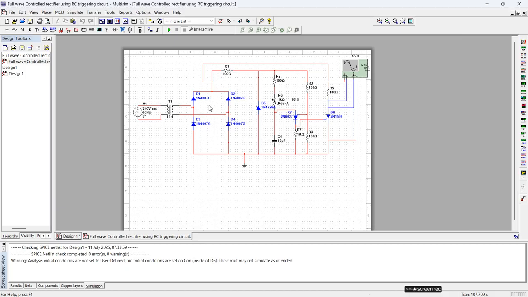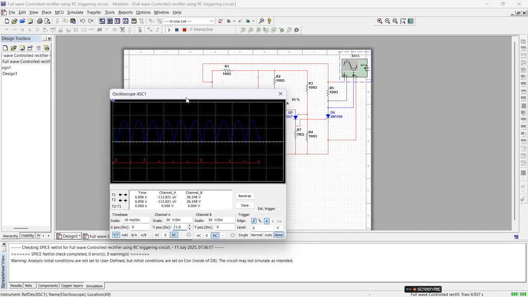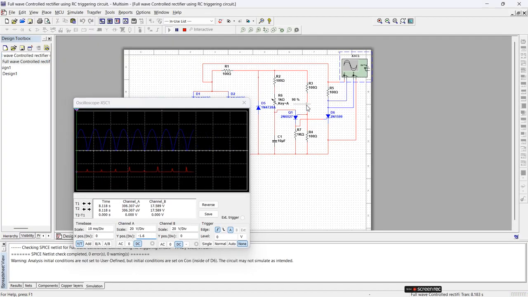In this circuit we understood clearly how varying the capacitor values changes the output. Blue color indicates the VT, and red color is the load. I am varying the pot. When it is at 50%, I get this output, and at 0% the resistance is low. See, this is our VT. When the resistance is 0, observe the outputs.